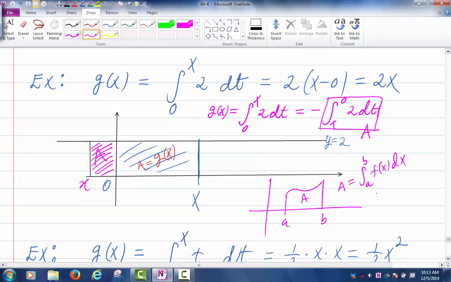However, what's the meaning of the integral from b to a? Well, that would be the negative of that area. The area below f of x would be the integral from a to b. a has to be smaller, b has to be bigger. But if I look at b to a, then it's the negative of that area, right? Okay.